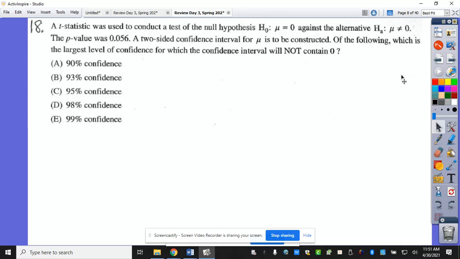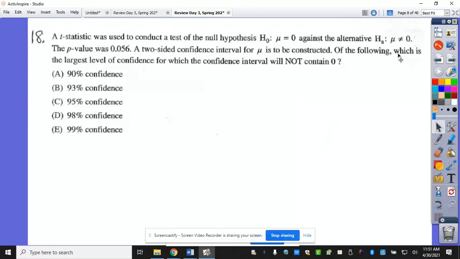This is a T statistic. What do I usually call that instead of a T statistic? A test statistic. Some people in the chapter 12 test got thrown off by the fact that it was called T statistic, not test statistic. It's used to conduct a test of the null hypothesis where mu equals 0 against mu does not equal 0. Well, what does this mean? Two-tailed.